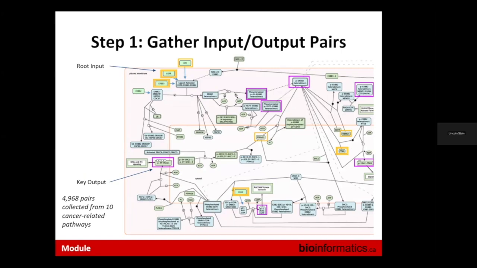And we weren't looking at RNA in this case. We were actually looking at protein-based enzymatic activities or process activities, because it's one thing to predict RNA expression. It's another thing to actually predict how the cell's going to respond. And we collected 4,968 pairs of upstream interventions and downstream responses.